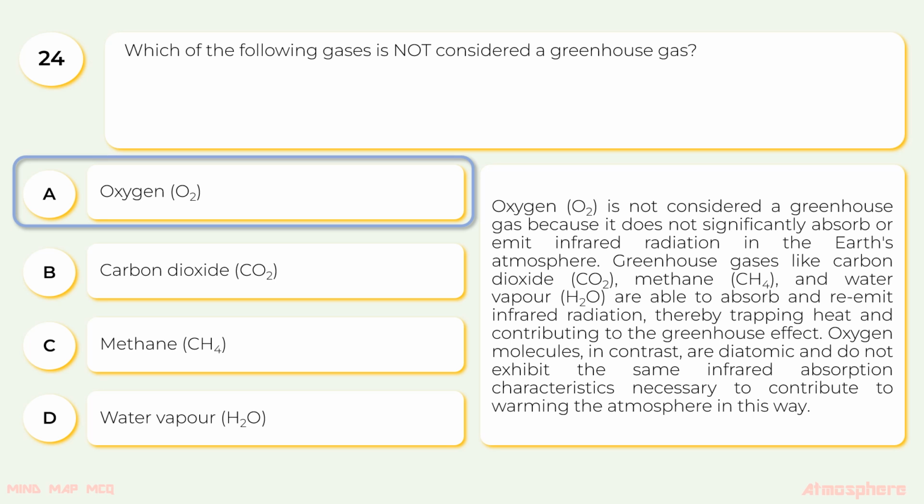Greenhouse gases like carbon dioxide, methane, and water vapor are able to absorb and re-emit infrared radiation, thereby trapping heat and contributing to the greenhouse effect. Oxygen molecules, in contrast, are diatomic and do not exhibit the same infrared absorption characteristics necessary to contribute to warming the atmosphere in this way.